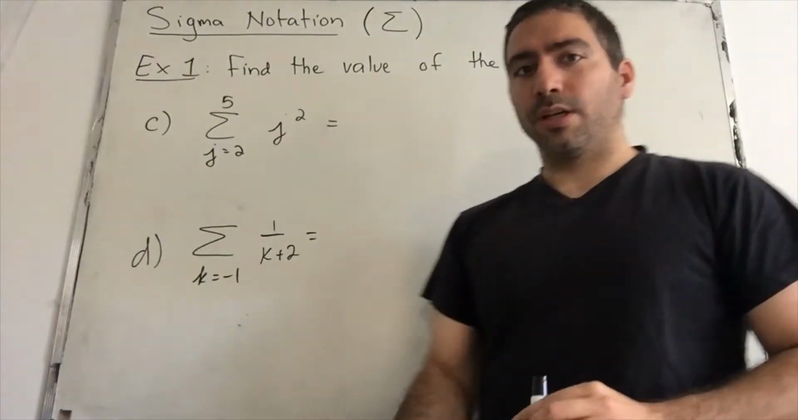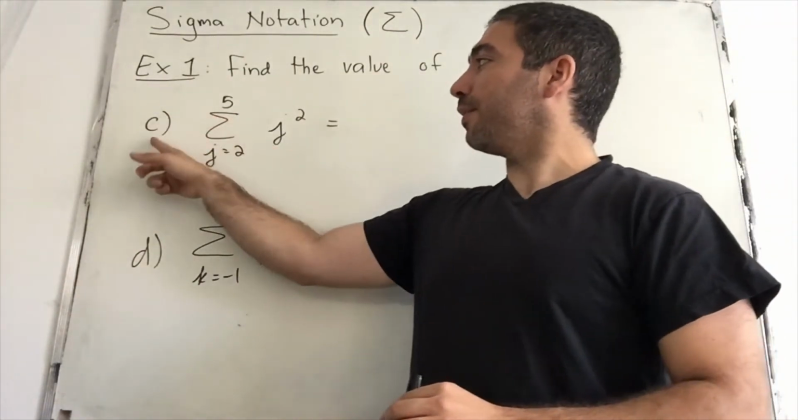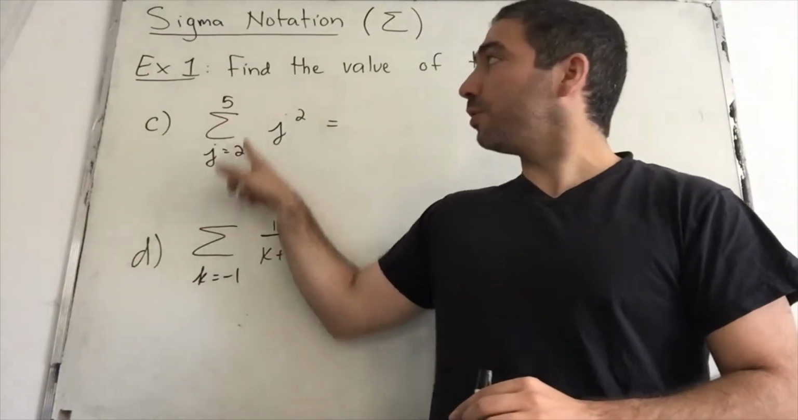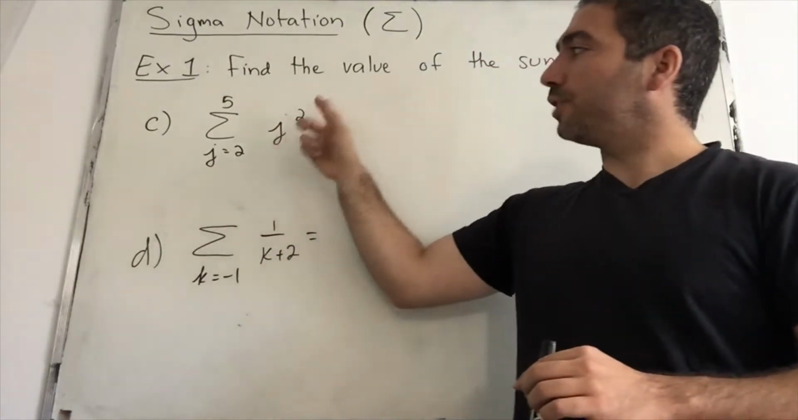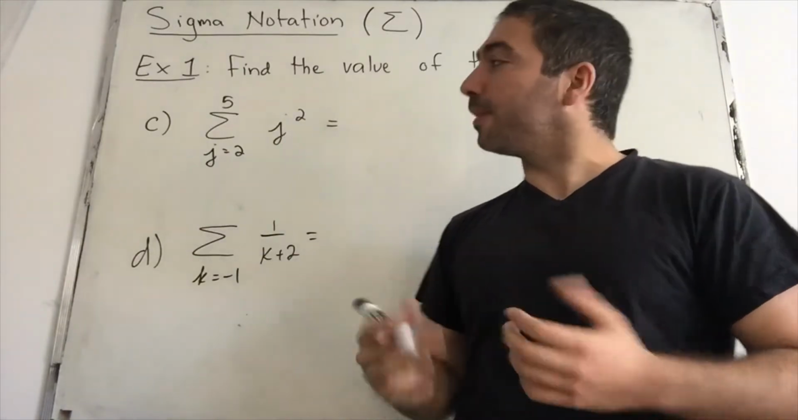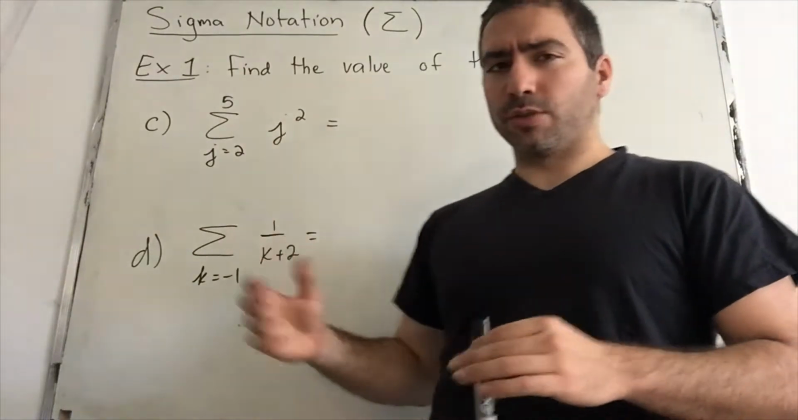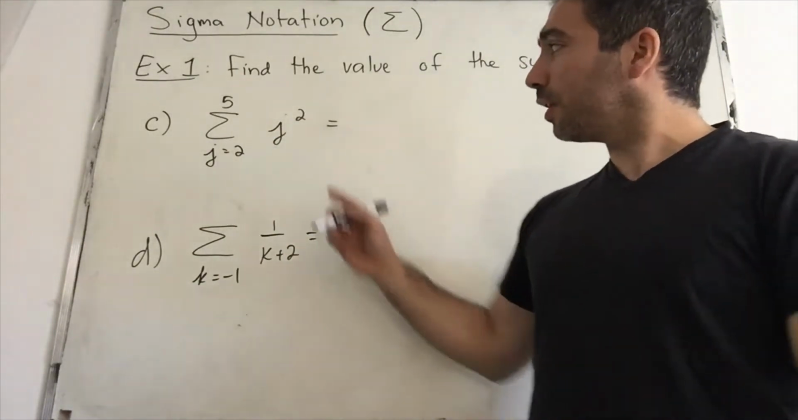Let's keep practicing. In this example, for C, we have the summation from j equals 2 to 5 of j squared. So now we have the letter j that we're using instead of i. Now you should have a better feel for summation. So pause the video, try to see if you can get this on your own, and compare your answer with mine.